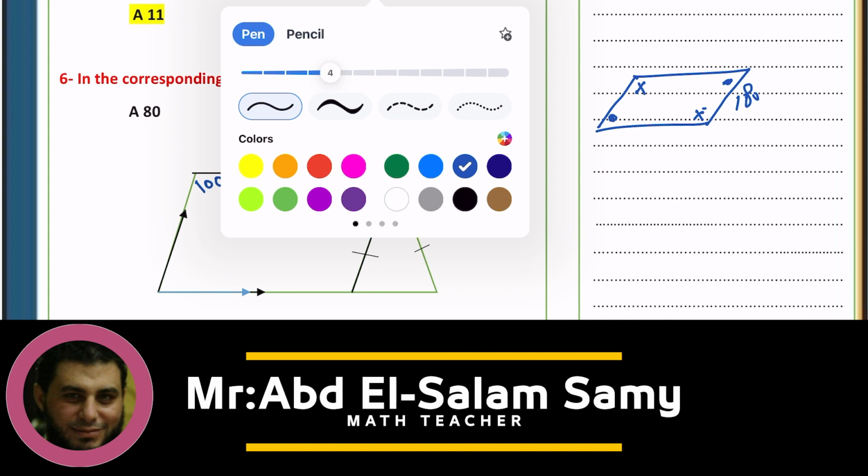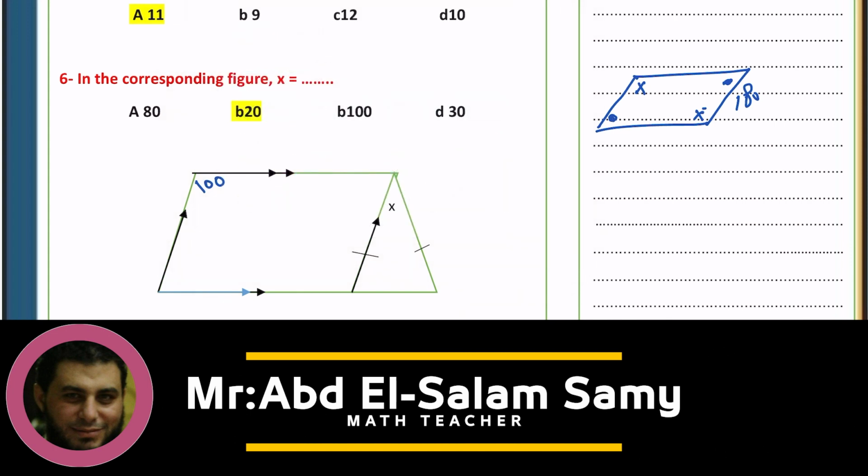So if here is 100, here also will be 100. And here it will be 80, and here it will be 80. 100 plus what equals 180? 80. So here also will be 80. 80 plus 80 is 160. Out of 180, it will be 20 degrees. Okay, so let's take the next question.